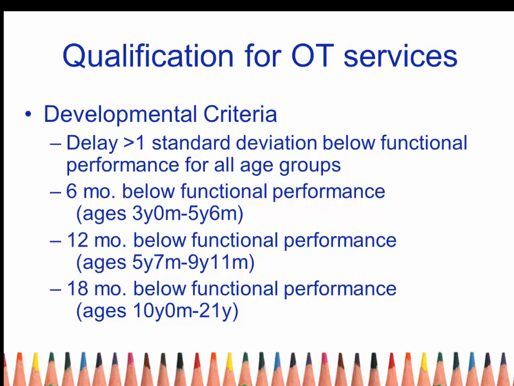But say they turn 5 years 7 months or 6 years of age, now they have to be a whole year behind that 4-year level. And if they're between 10 and 21 years of age, they have to be a year and a half behind. I know it seems a little confusing, but again, I think that those qualifications are spelled out in the ruling, that they have to show potential for benefiting their educational need, and that's why they have established these criteria.